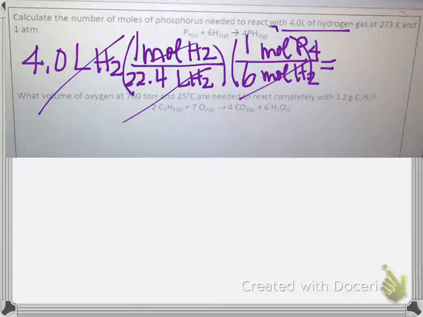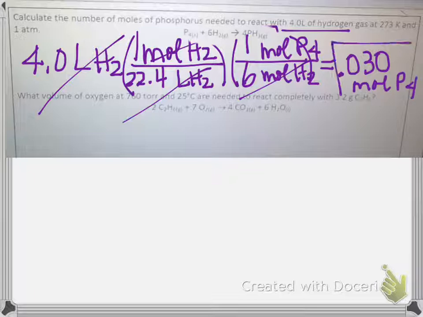If you calculate this, it looks like there's 2 significant figures. I get 0.030 moles of P4. Okay, so that's a standard stoichiometry problem. Now that one was pretty simple because we only used 2 conversion factors. So let's look at another problem here, and let's see if we can do this problem as well.